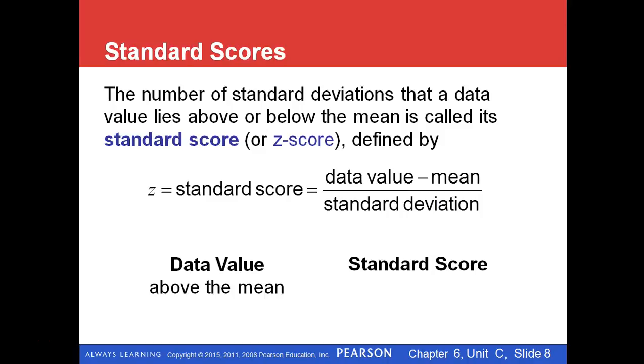If you have a data value that's above the mean, you'll wind up with a positive standard score, normally referred to as a z-score. And if you have a data value that is below the mean, then that will result in a negative z-score. It is always the data value that you are exploring minus the mean. You don't flip them around to make sure that you get a positive value.